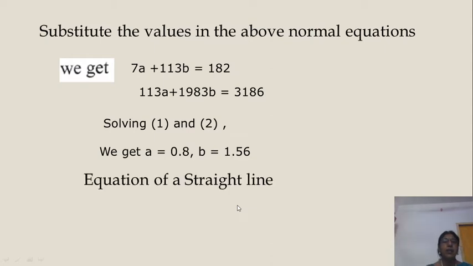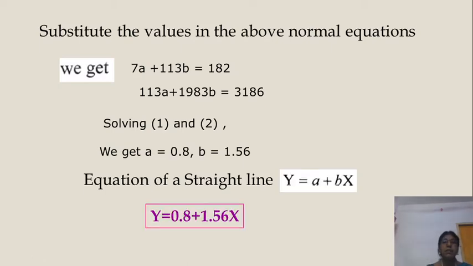Now substitute these values in the straight line. The equation of a straight line is y is equal to a plus bx. Substitute the a value and b value: y is equal to 0.8 plus 1.56 into x. So this is the required straight line, which is the best fit for the given data.